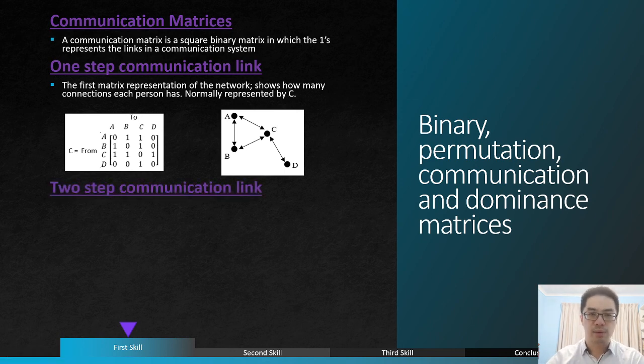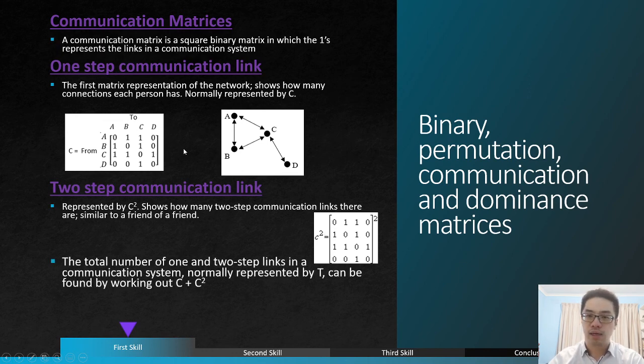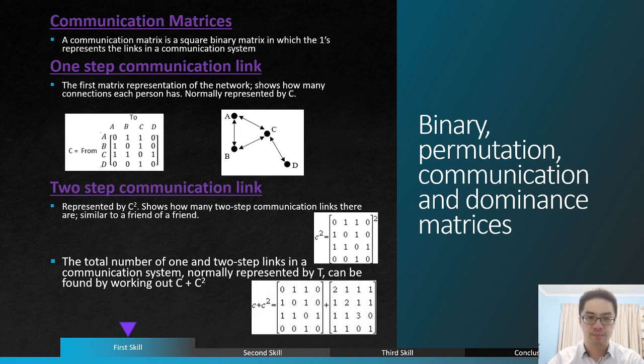In terms of a 2-step communication link, it's represented by C squared, and it shows how many 2-step communication links there are. A can't talk directly to D, but A can talk to C before getting to D. So as you can see here, to get the C squared, or the 2-step communication link, all you have to do is square the C. The total number of 1- and 2-step links in a communication system is normally represented by T, and can be found by working out C plus C squared, like that.